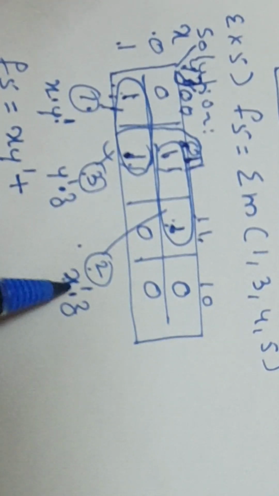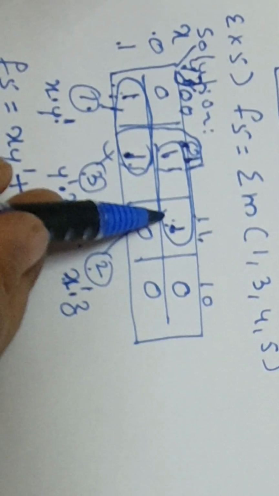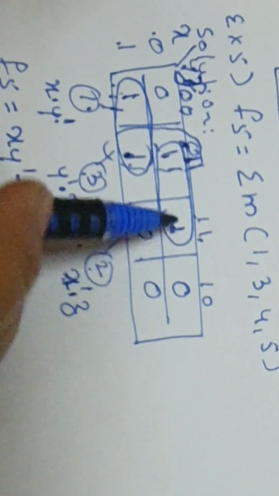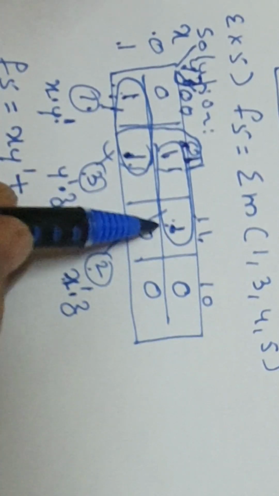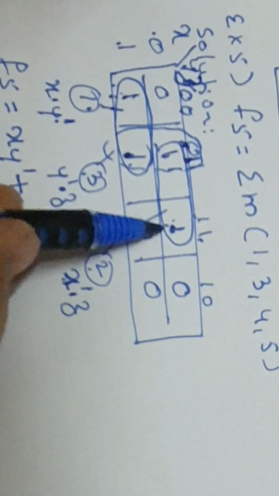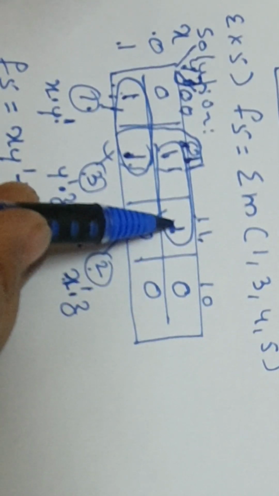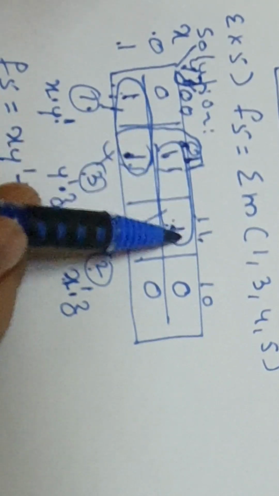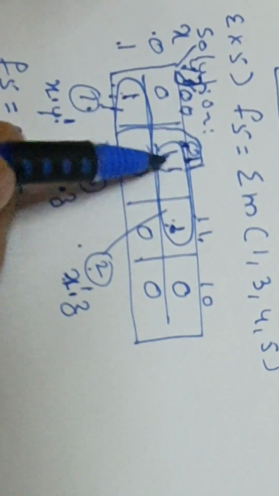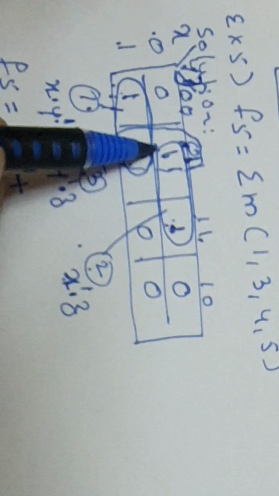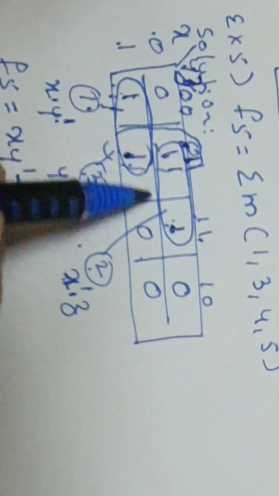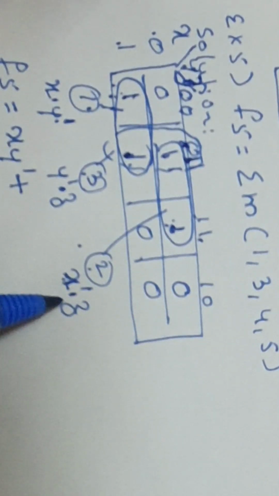Then the second group: X dash Z is the prime implicant. Observe the ones in this group. There are two ones. Is there any single one which belongs only to this group? Out of these two, this one belongs to this group 2 and this group 3. Leave this. Then another one is there which belongs to only this group. Hence X dash Z is an essential prime implicant.